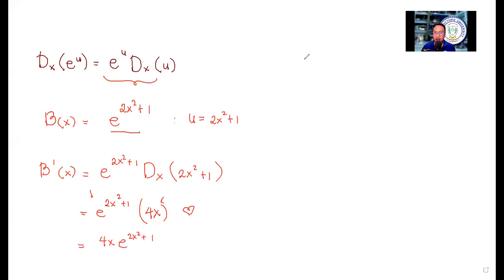Now, let's take a look at a different formula: the derivative of ln u. When we say ln, guys, it's the natural logarithm, okay? And this is only good for natural logarithm expressions. So here is the formula: 1 over u times the derivative of u. Again, your u is not a constant term.